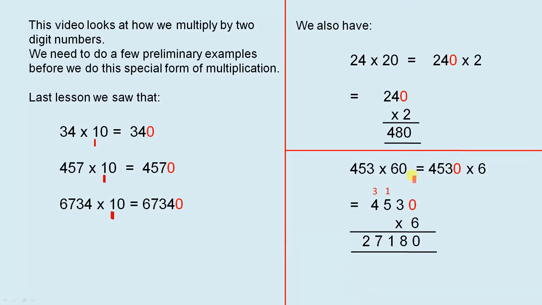So the main object of this exercise here is when you have multiples of 10, when there is a number in front, not including a 1, you have to put the 0 there, but you still have to multiply by that number. So we need this information for the next part of this video.